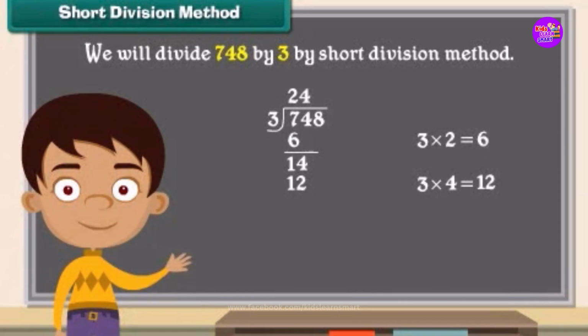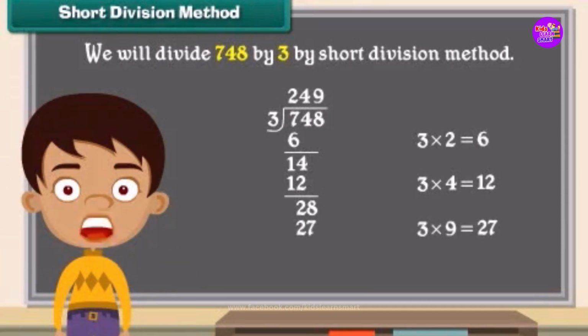Write 4 above and write 2 in front of 8 to make it 28. Then divide 28 by 3. 3 nines are 27. 28 minus 27 is 1. Put your answer 1 as the remainder.